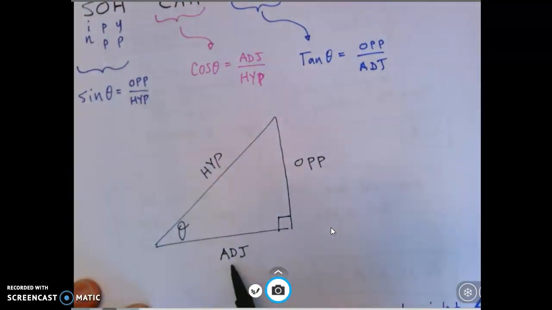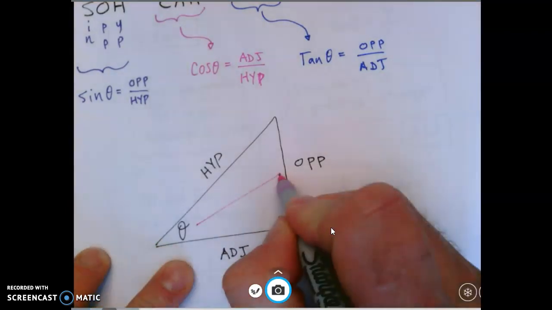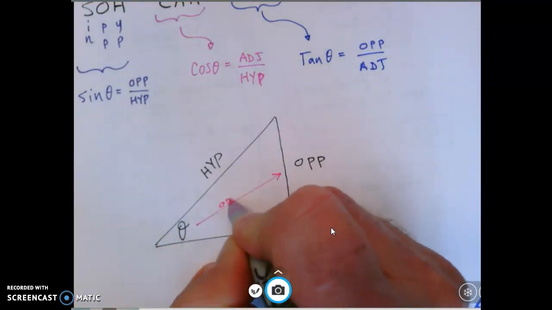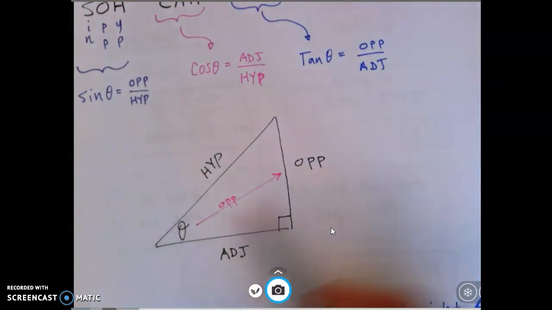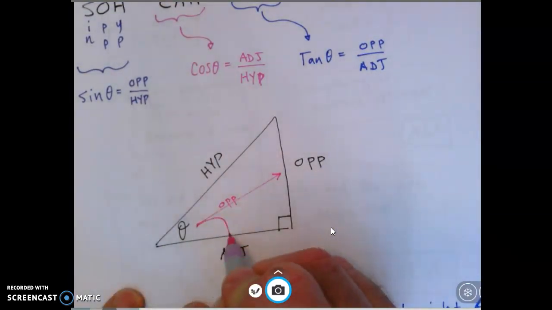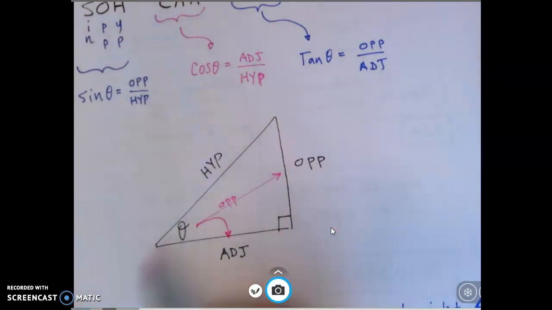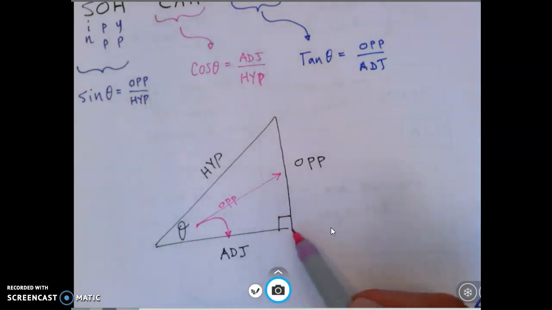And the opposite and adjacent are relative. In other words, if I'm talking about this theta, that is the opposite side of that angle. That's the opposite to that angle. The adjacent means next to it. So this is the side that's next to it. The side opposite the right angle is always the hypotenuse.